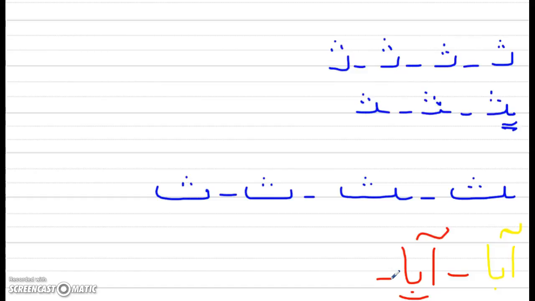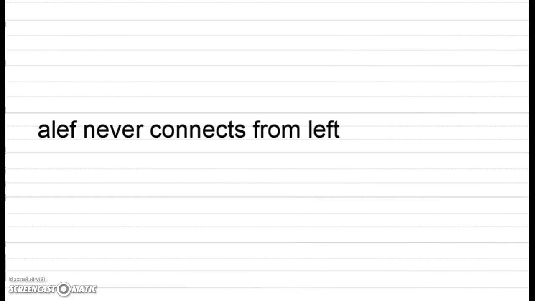The reason is because Aleph never connects from left. Aleph connects from right, but it does not connect from left. So at the left side, Aleph is never connected to any other letter. So as you see here in this word, B and A, B is connected to A. But then here, if we have Bob, B does not connect to Aleph. So this is the general rule. Aleph never connects from left.